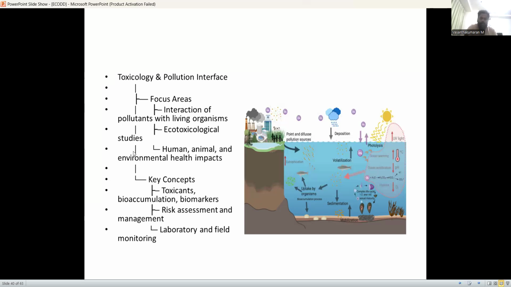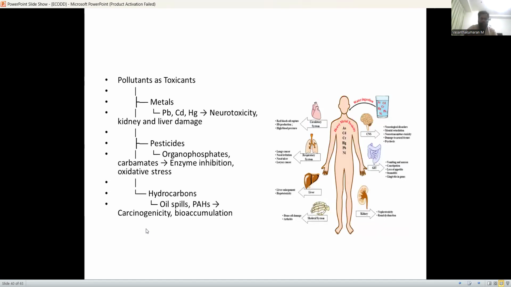So we should be assessing the risk, and we should manage that. Laboratory and field work is very helpful to monitor all this toxicology and pollution. As I mentioned before, different kinds of metals like lead, cadmium, hydrocarbons, oil spills, and pesticides affect our liver and our kidney, which is very important to us, right?